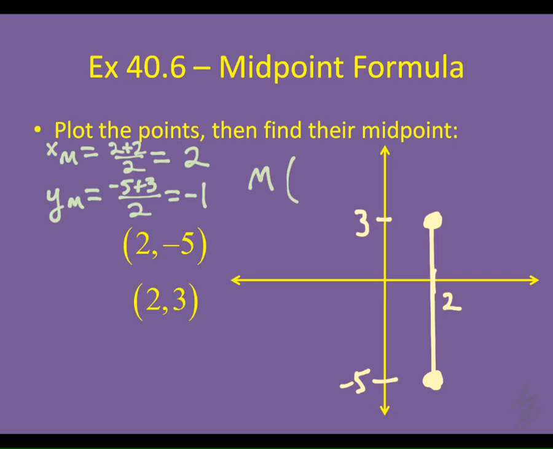No, 2 and negative 1. Okay, thanks. So we get 2, negative 1, and again, if I plot that, I want to plot it to make sure that I got something that makes sense. My midpoint looks like it should be right about there, and that does look like it corresponds to negative 1 on the y-axis. Okay? Any questions about these? These are pretty easy, aren't they?